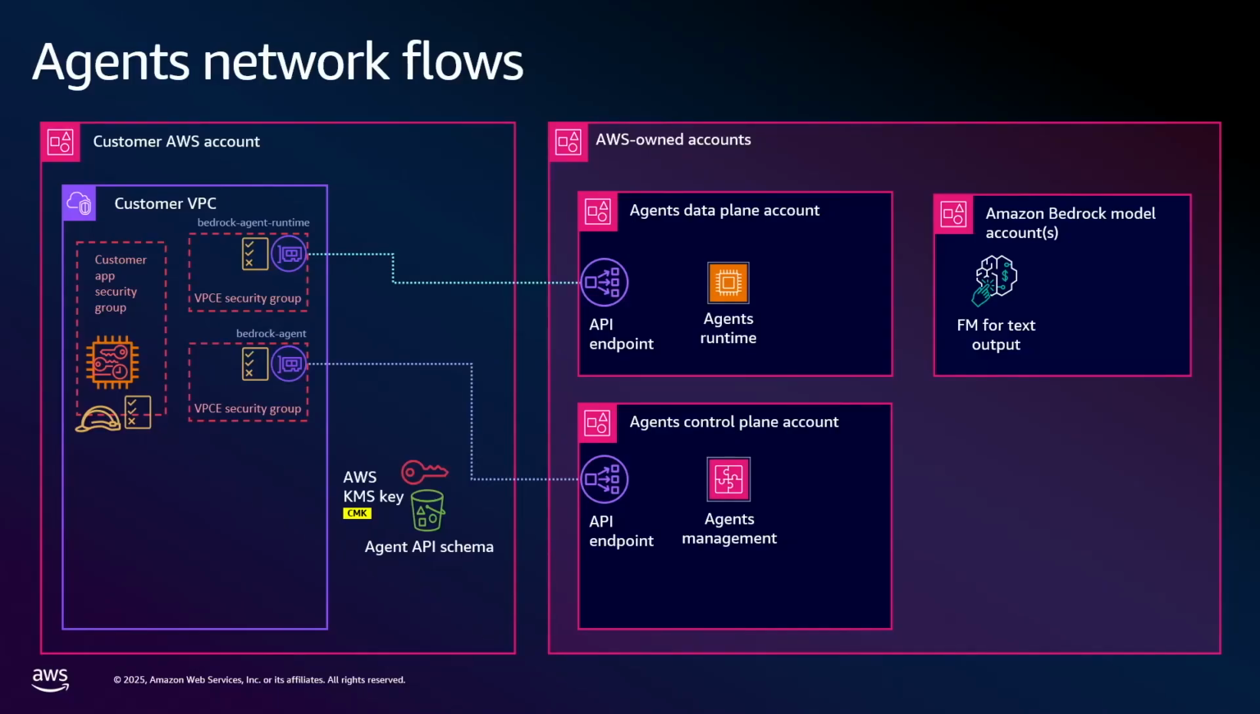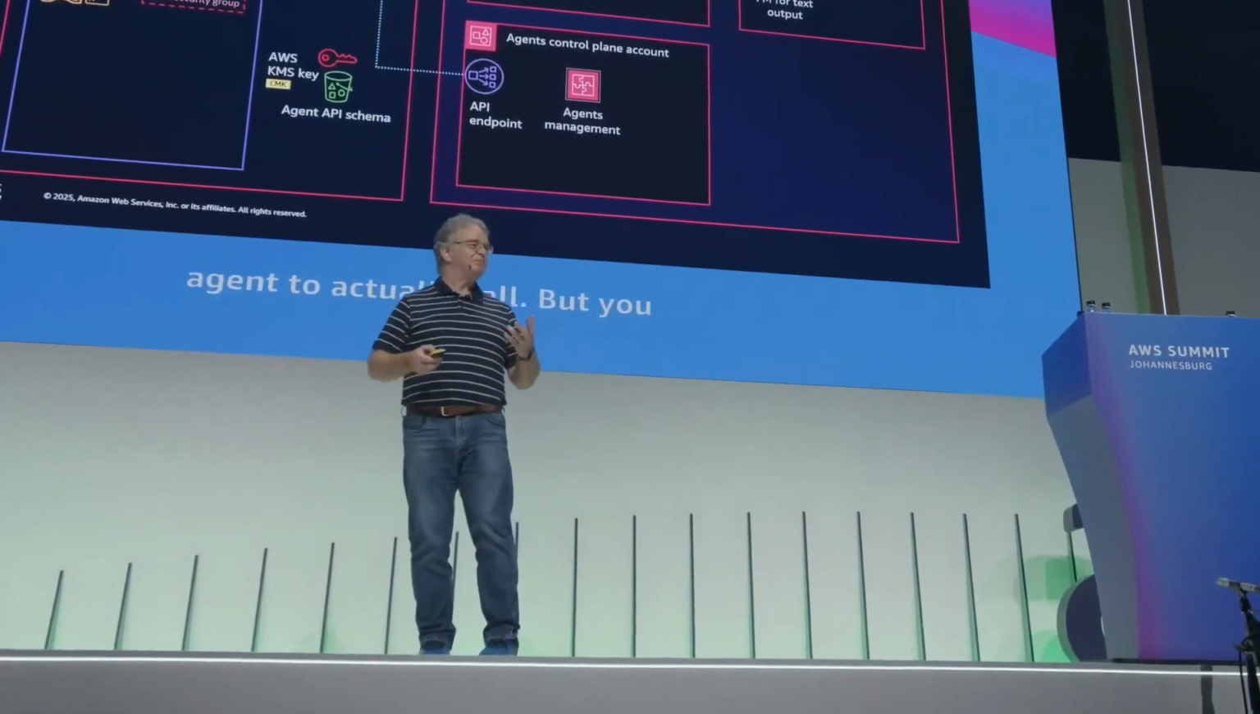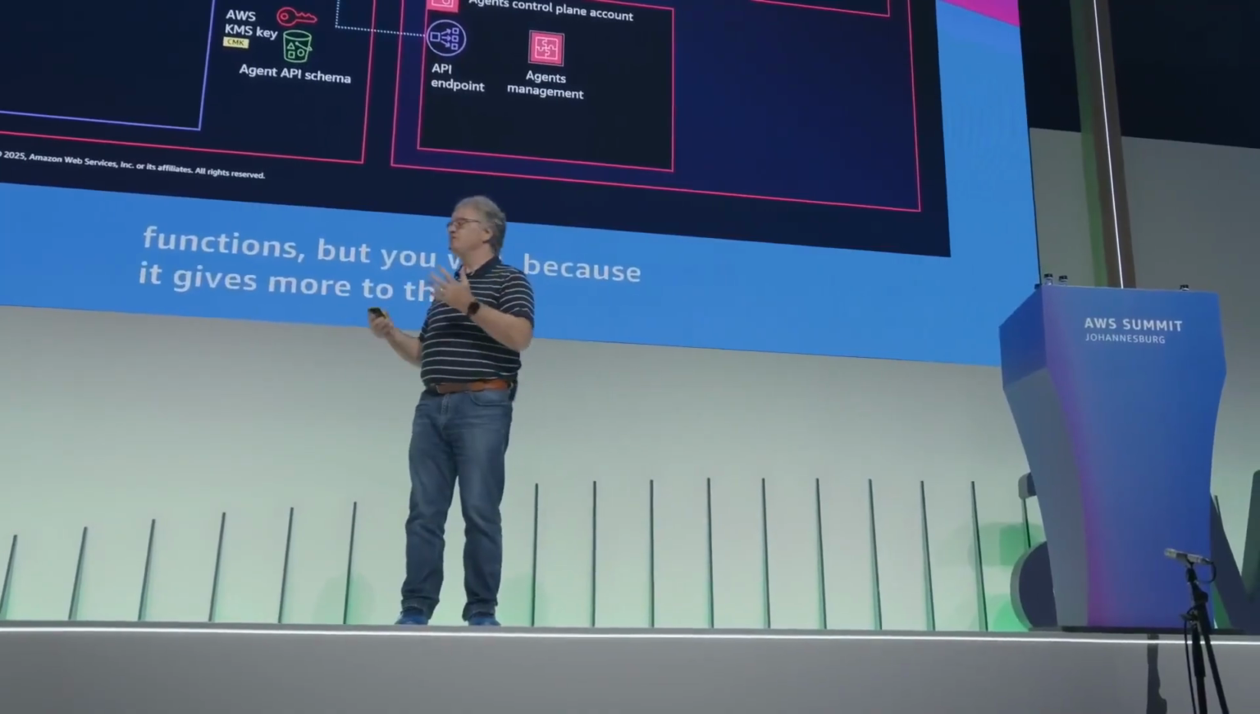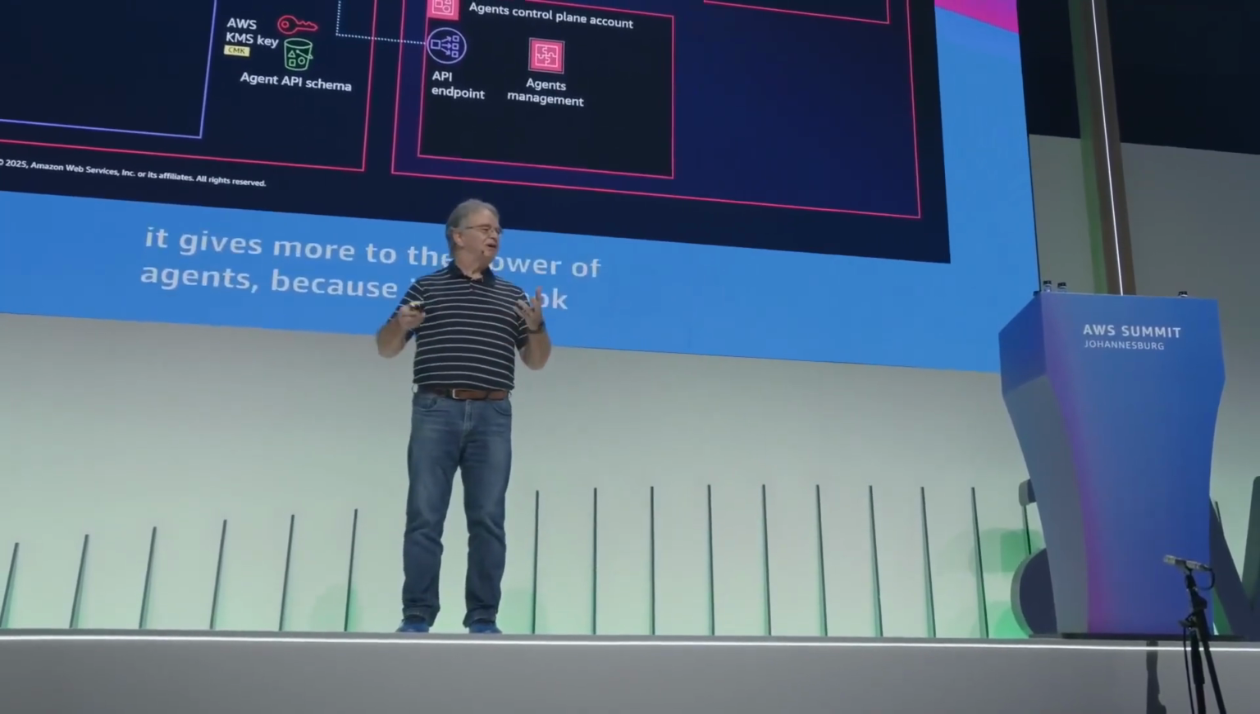But also in your VPC, you'll see that there's another Amazon S3 bucket called API schemas. And that holds your OpenAPI specification for any Lambda functions you want your agent to actually call. Now, you don't have to use Lambda functions, but you will, because it gives most of the power of agents, because it can look things up outside of the LLM, it can look things up in your source systems, external systems, and so you almost certainly will use Lambda functions. And the API schema, encrypt it with your CMKs, please.